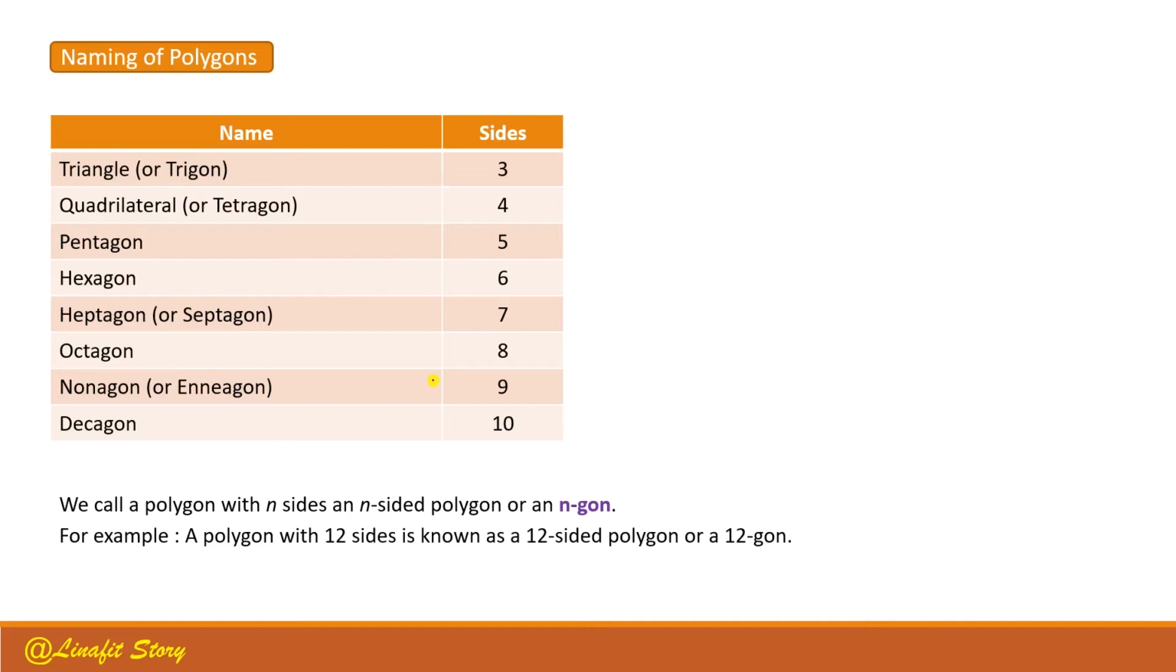And 10 sides, decagon. We call a polygon with n sides an n-sided polygon or an n-gon. For example, a polygon with 12 sides is known as a 12-sided polygon or a 12-gon.